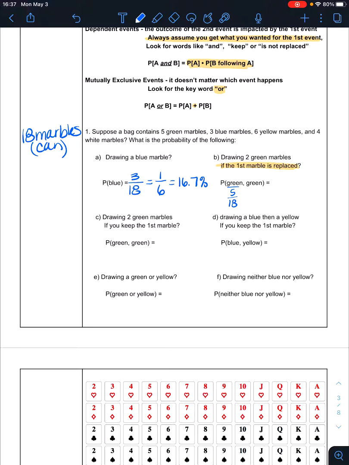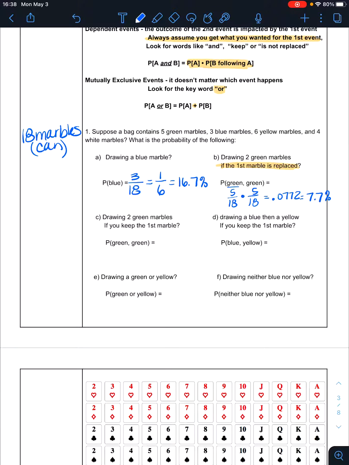Now I want to know what's the probability of drawing a green again. Well, I have 5 green marbles in the bag again, and I have 18 marbles in the bag. And I want the probability of both of those things happening, so I multiply them together. So 5 over 18 times 5 over 18, you get 0.0772 or 7.7%.